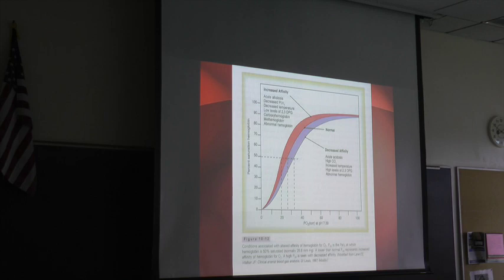But the bottom line is that hemoglobin is letting go more easily of the oxygen. When there's acidosis, when there's high CO2, when there's a high temperature, when there are high levels of 2,3-DPG, abnormal hemoglobins, we have a shift to the right.